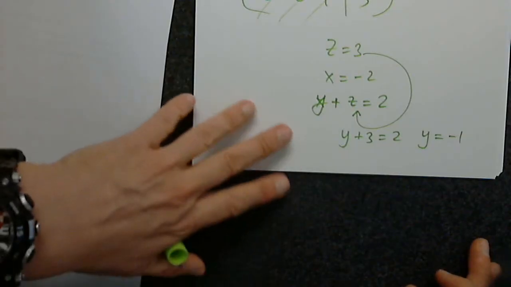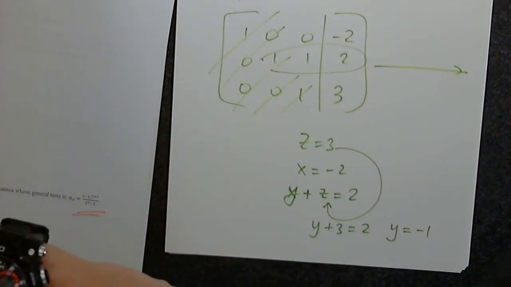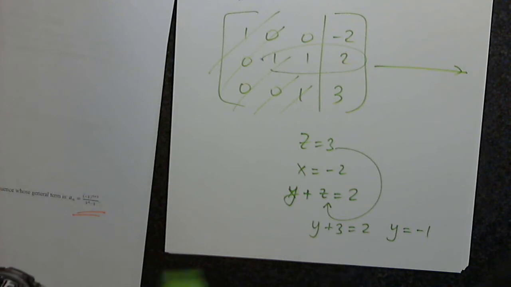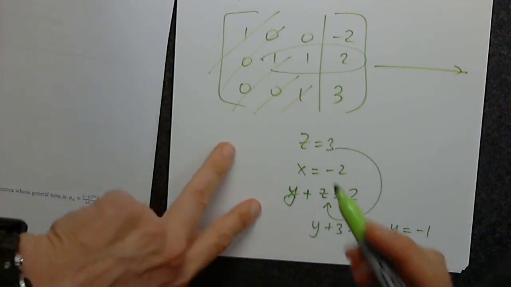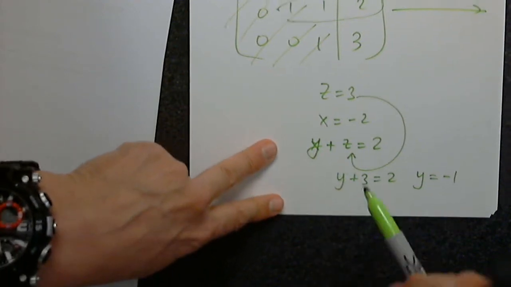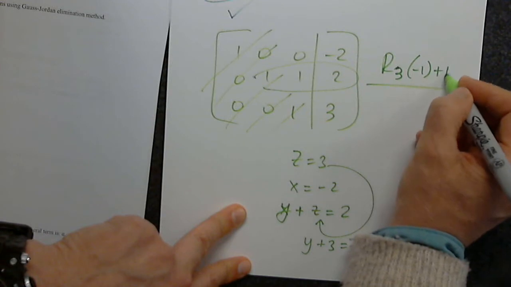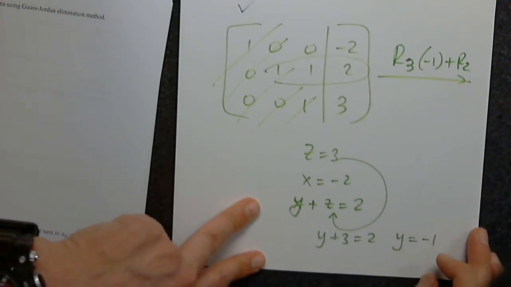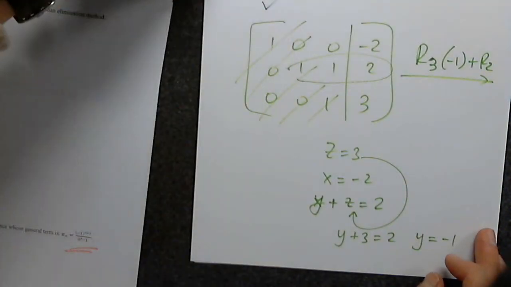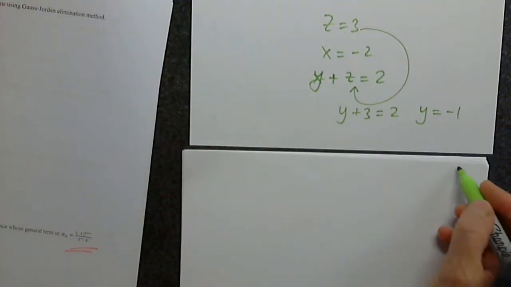That's fine. However, if you have other numbers here, then you have more calculations. So here you have 1, 2, 3, 4, whatever, 3 steps. But look at what happens here. I only have to multiply row 3 by negative 1 to add it to row 2, and I'm done. Yeah, I'm fine. I accept both.